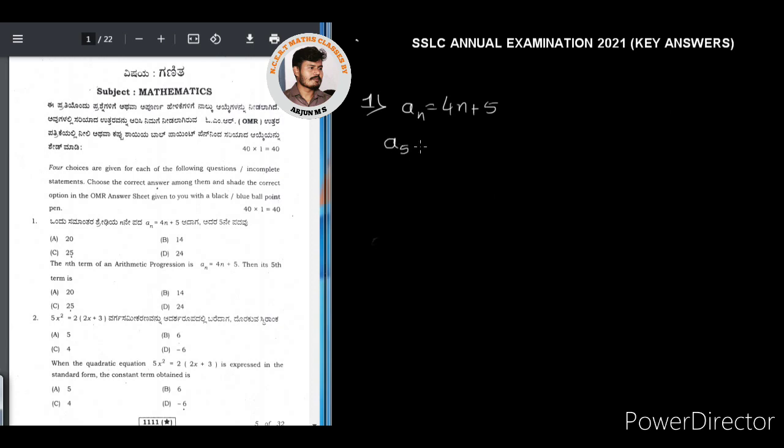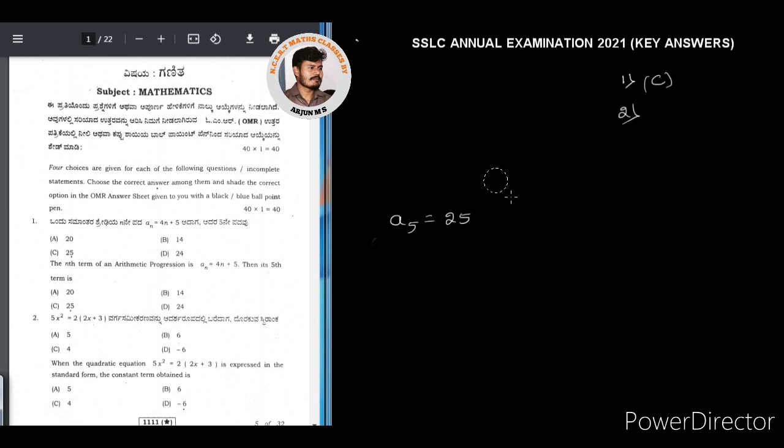So now you just substitute 5 in place of n, you will get its fifth term. So 4 times 5 plus 5, 4 fives are 20, 20 plus 5 is equal to 25. So its fifth term is 25. Now take down the first answer, that is 25. So here option C is the correct answer. Now take down the second question.